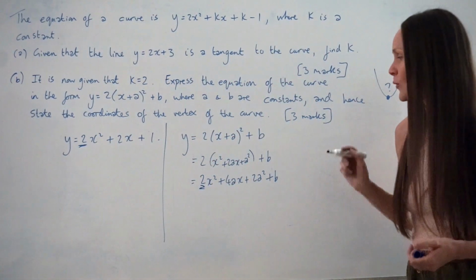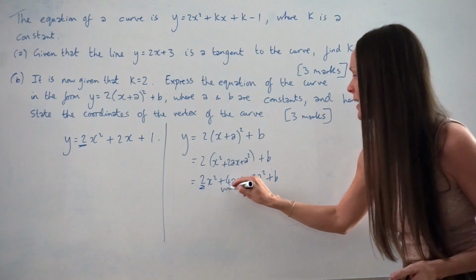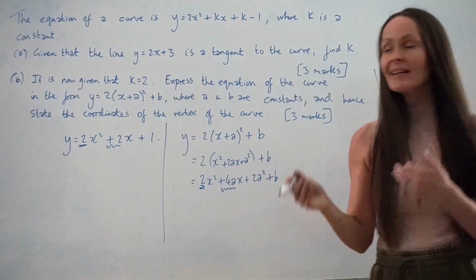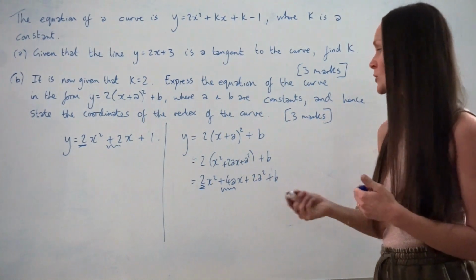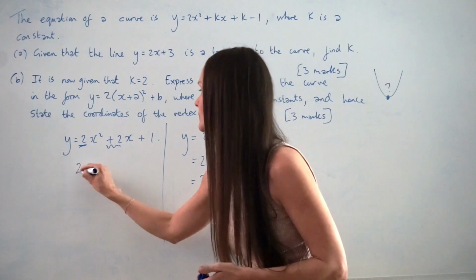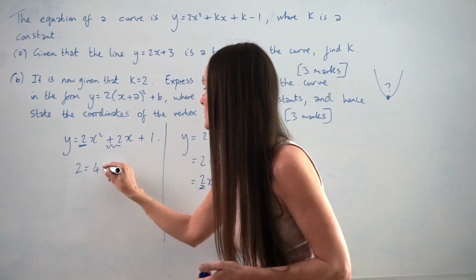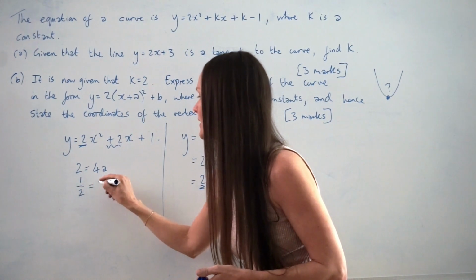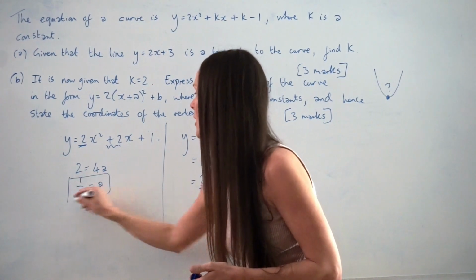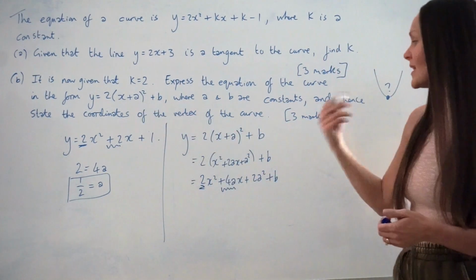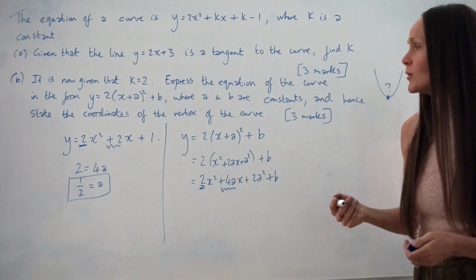Now let's compare the coefficients of x. So here we have 4a, and here we have positive 2. They need to equal each other. Okay, so I'm going to form an equation, and I'm going to put that 2 equal to 4a. And if I divide both sides by 4, I work out that a is equal to a half. Okay, so I've worked out the value of a here. This is a half.